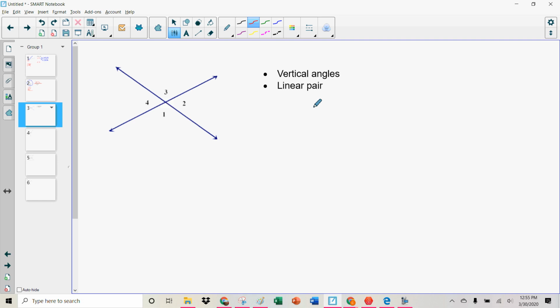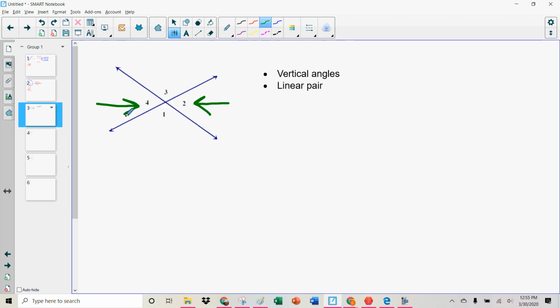Vertical angles are angles that are across from each other from the same vertex. For example, angle 2 and angle 4 are vertical angles because they are directly across from each other from the same vertex. Please don't be confused by thinking that vertical angles must go up and down. The word vertical normally means up and down, but when we're talking about vertical angles, they can also be horizontal.